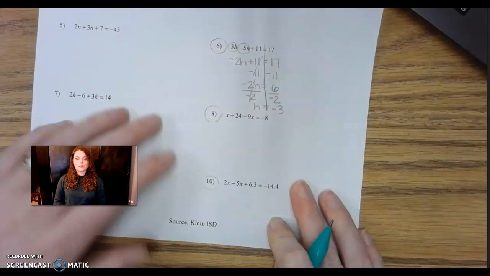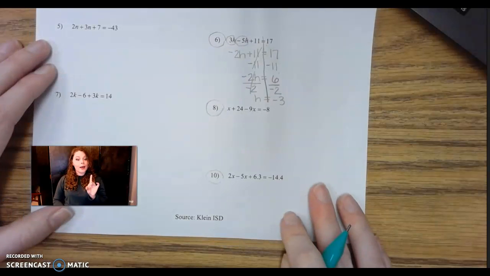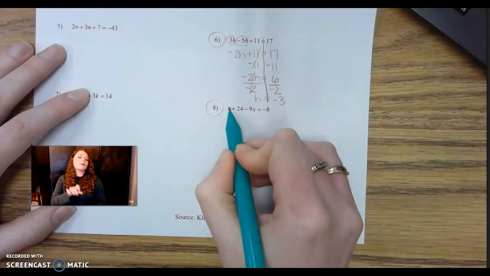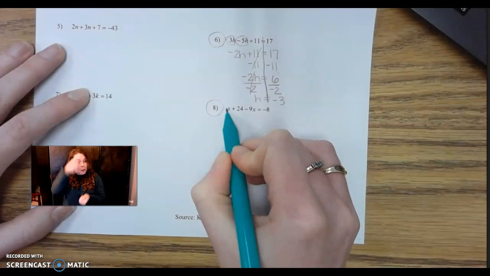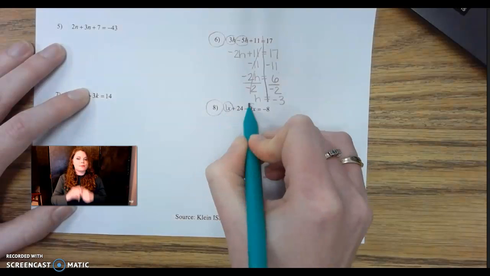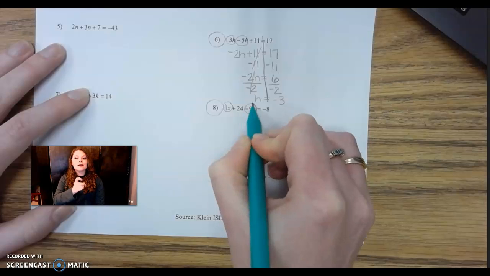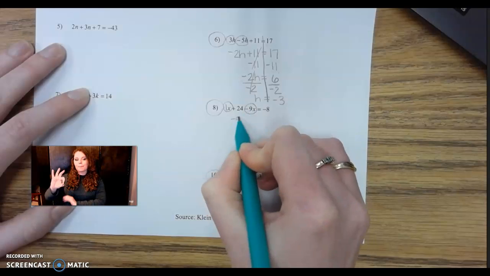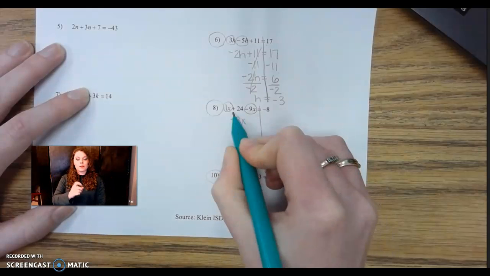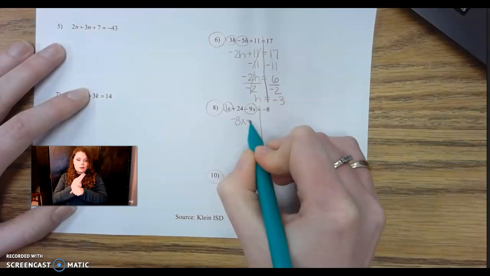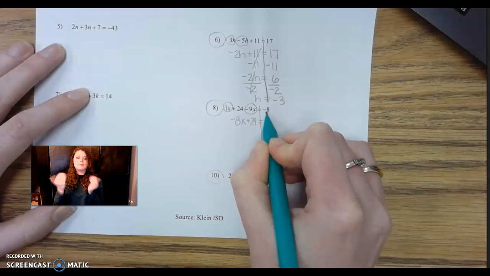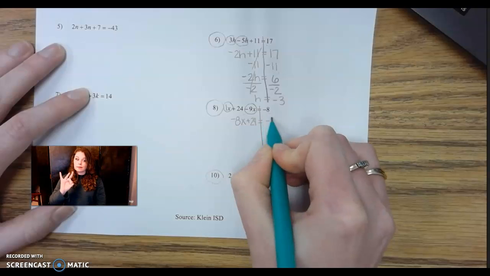We'll look at number 8 and 10 together. Number 8 is also the same thing. Remember, if there is not a number, it is an invisible 1. 1x plus negative 9x is negative 8x. Bring down the number that you have not used, which is plus 24, equals, and again this is negative 8, so make sure you bring that down.